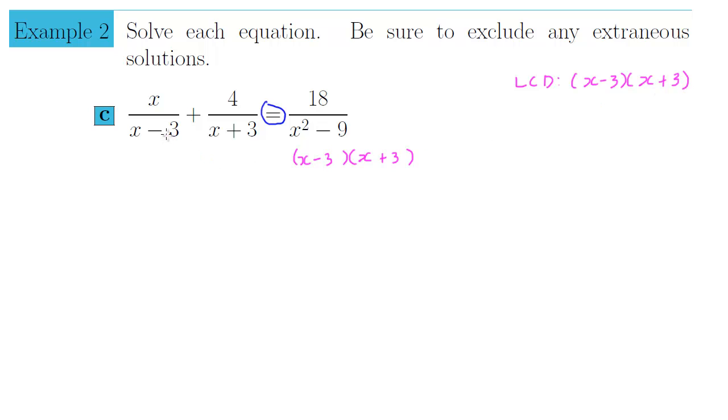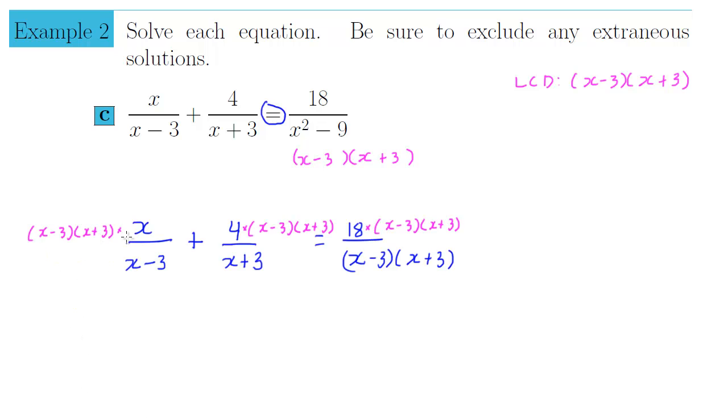Right? From this denominator, we need an x minus 3. From this denominator, we need an x plus 3. And then we have this one covered, so we don't need anything extra. So this is what I have to multiply both sides of my equation by. So let me do it.